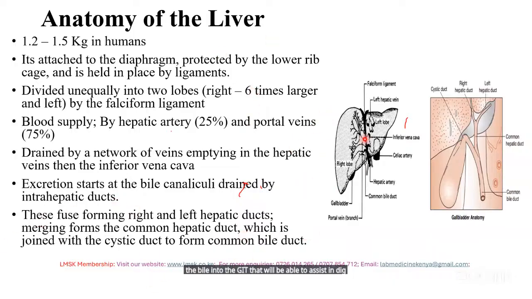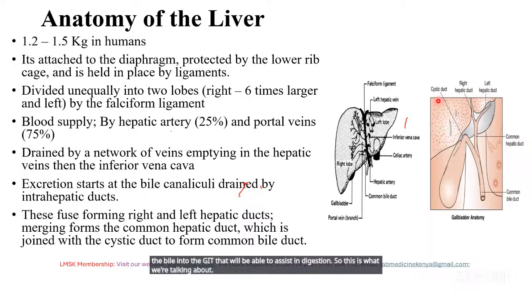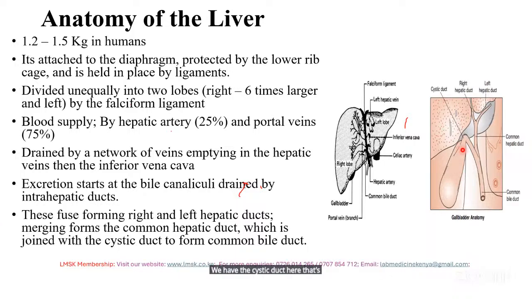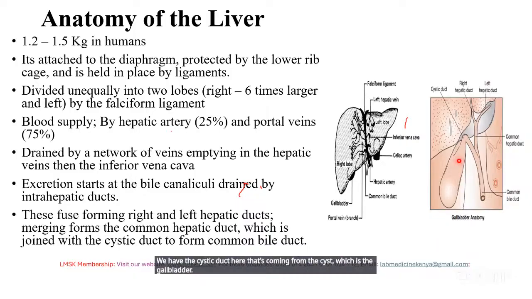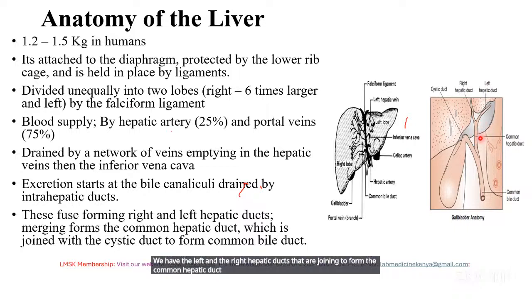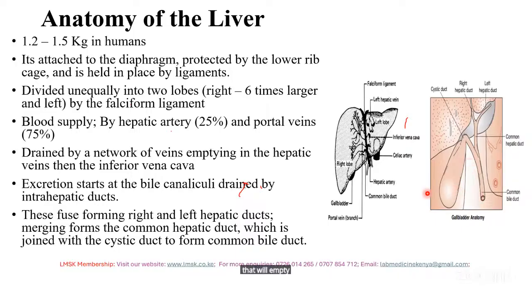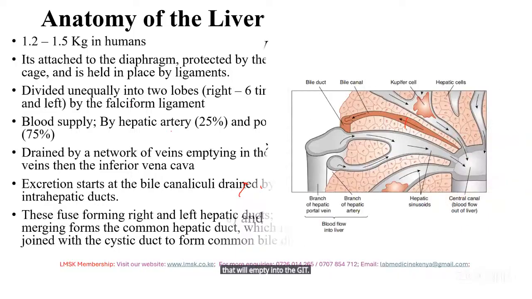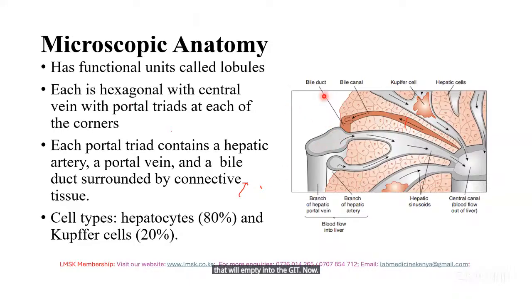So this is what we're talking about. We have the cystic duct here that's coming from the cyst, which is the gallbladder. We have the left and the right hepatic ducts that are joining to form the common hepatic duct. The common hepatic duct joins with the cystic duct to form the common bile duct that will empty into the GIT. Now, microscopically, this is the microscopic anatomy, or histology.